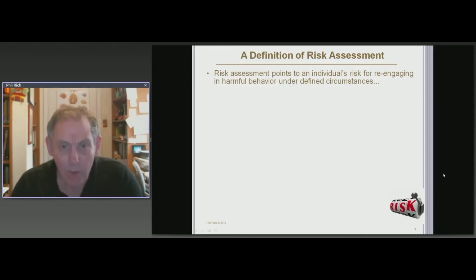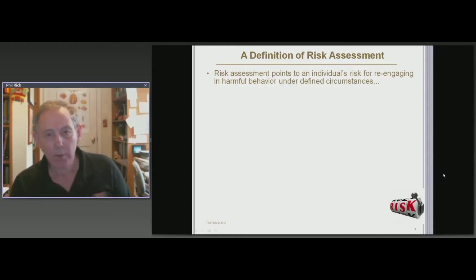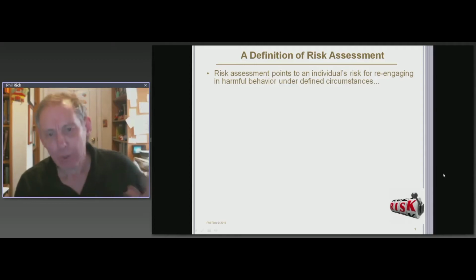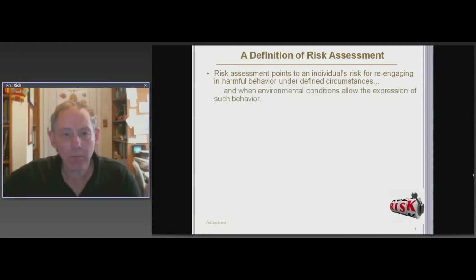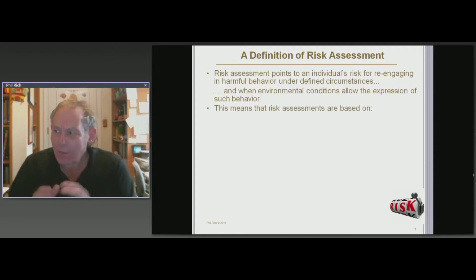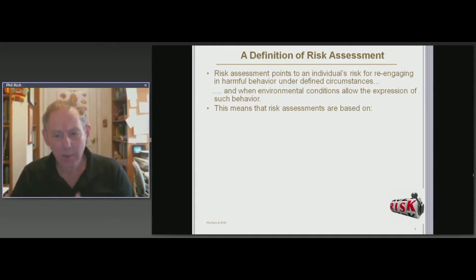When we talk about risk assessment, we really talk about somebody's risk for re-engaging in a behavior, not simply for the first time. We do think about risk in that way, but in forensic risk assessment, particularly, we think about a re-offense, a re-engagement in a behavior that somebody has already engaged in under specific circumstances, when conditions allow for that behavior to be expressed, to become real. There's a clear sense of what we're looking for.